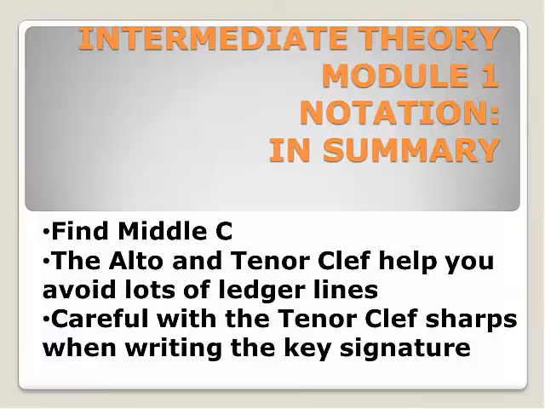So let's just go over what we've covered in this module. The key to the alto and the tenor clef is finding middle C. The reason we use the alto and the tenor clefs is to avoid using lots of ledger lines and or having to use the grand staff, because the alto and the tenor clef notes all fall around that middle C range. Be careful, though, when you're writing the sharps in the tenor clef. Remember that the F sharp and the G sharp will be in a different position than all the other clefs.